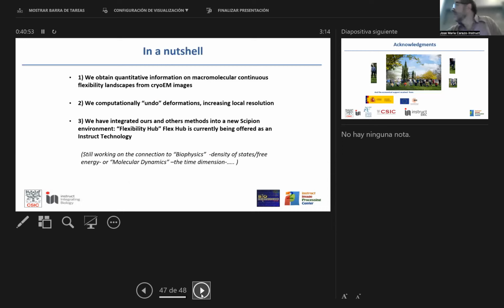And in a nutshell, we obtain quantitative information on the flexibility landscape. We have a way to, in certain cases, undo deformation. Undo deformation, understand, is a mathematical approach to reduce blurring caused by the incorrect reconstruction process that you have used. Okay, we are not correcting any motion of the macromolecule.